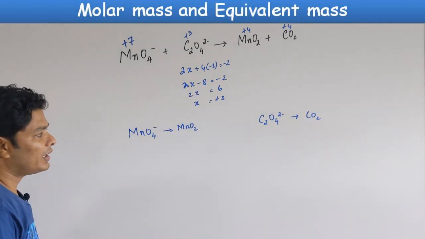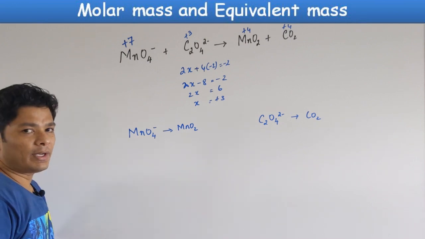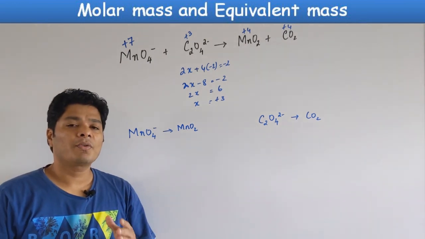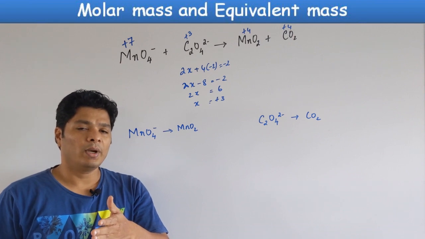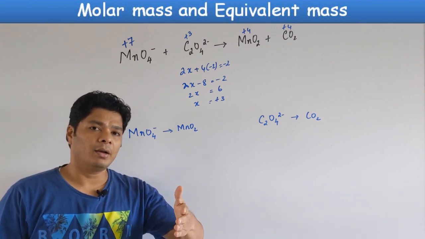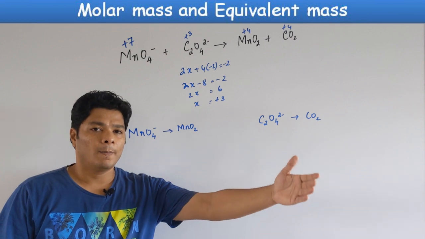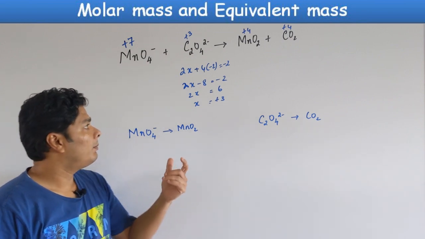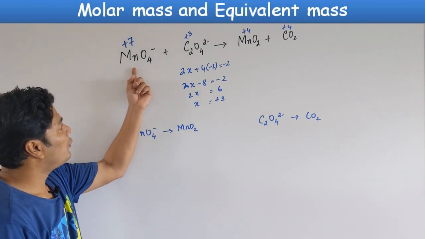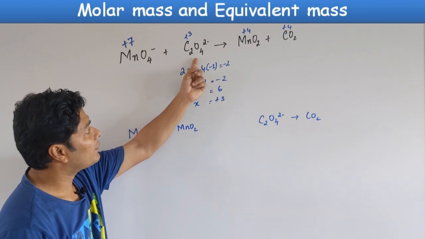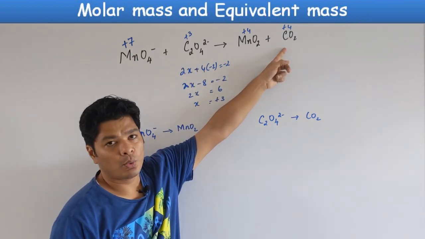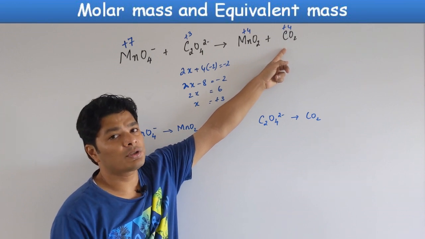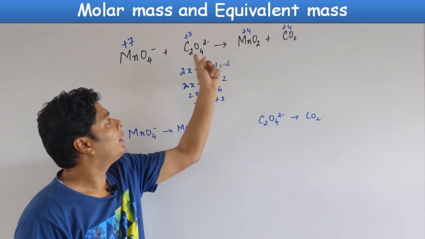I am not trying to balance the equation here, I am just going to look at the equivalent weight concept. Law of chemical combination says one equivalent of anything will react with one equivalent of another reactant to give you one equivalent of any product. Meaning one equivalent of MnO4 minus will react with one equivalent of C2O4 2 minus to give you one equivalent of MnO2 and one equivalent of CO2. I am not talking about moles here, moles are different.